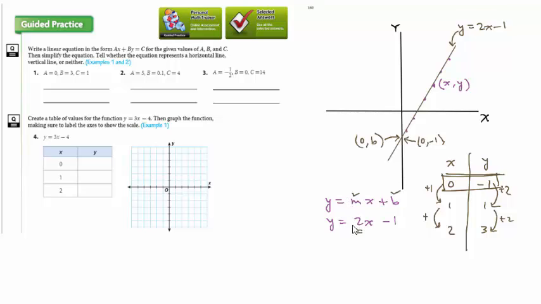That's why we see a +2 over here. If this were a negative, the line would come down like this. That means if x is increasing, y is actually decreasing.